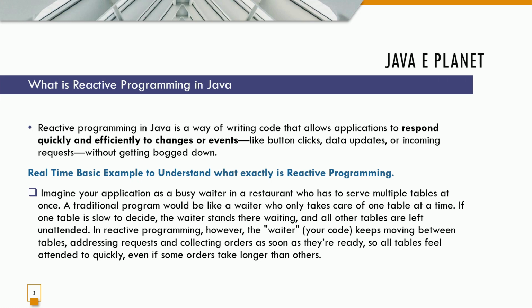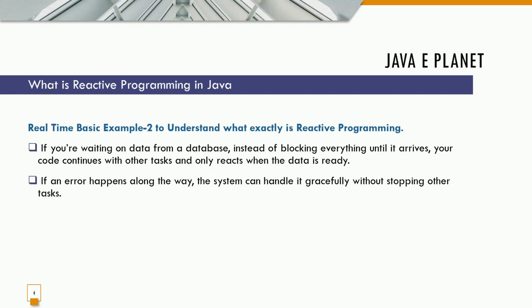In reactive programming, however, the waiter, that means our code, keeps moving between tables, addressing requests and collecting orders as soon as they are ready. So, all tables feel attended to quickly, even if some orders take longer than others. This is one of the basic examples to understand what exactly is reactive programming.